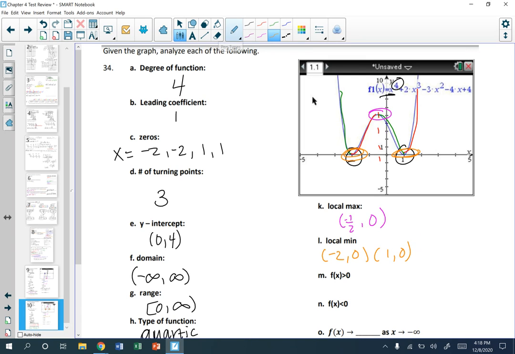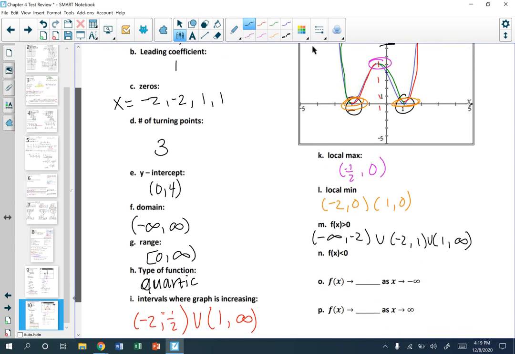Whereas f of x greater than 0, again, that's anywhere above the x-axis, but be careful, we're going to have to split this into 3 intervals because it touches twice. So from negative infinity to negative 2, negative 2 to 1, and 1 to infinity. Again, we can't include the 1 or negative 2 because that's where it's equal to 0.